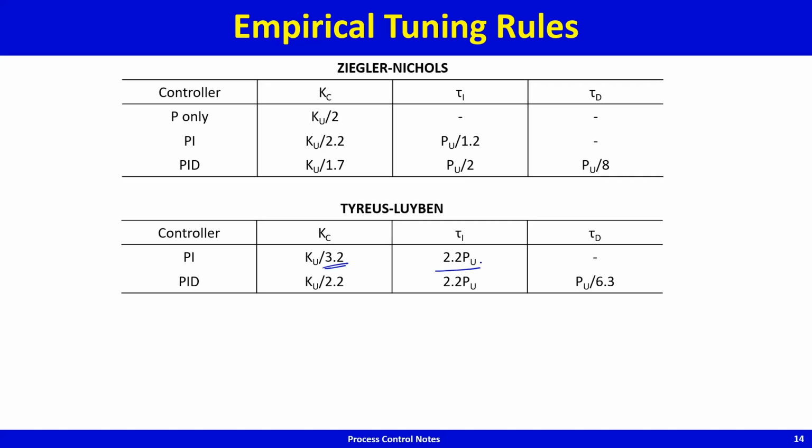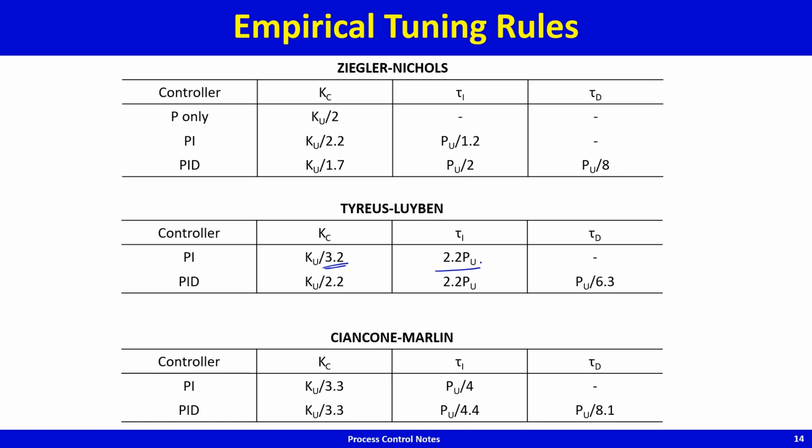Tyreus-Luyben is for a lag dominant process. There's also Cohen-Coon for dead time dominant processes, and the rule is in front of you. Maybe when we do internal model control, if we do it, we can do the derivation of these two tuning rules. Okay, these can be derived from transfer functions. So maybe we will do that either as a demonstration or as an exercise. So these are tuning rules.